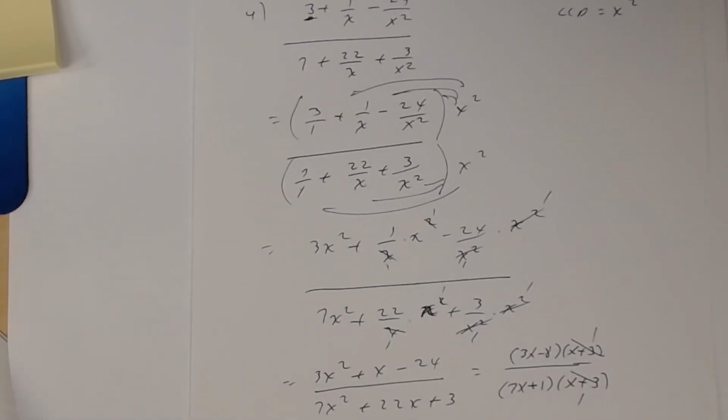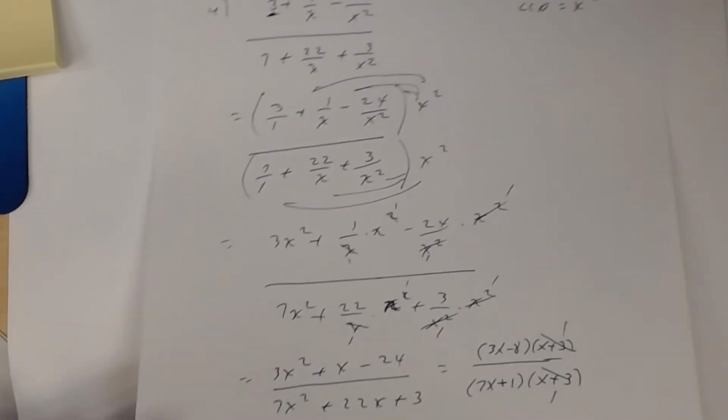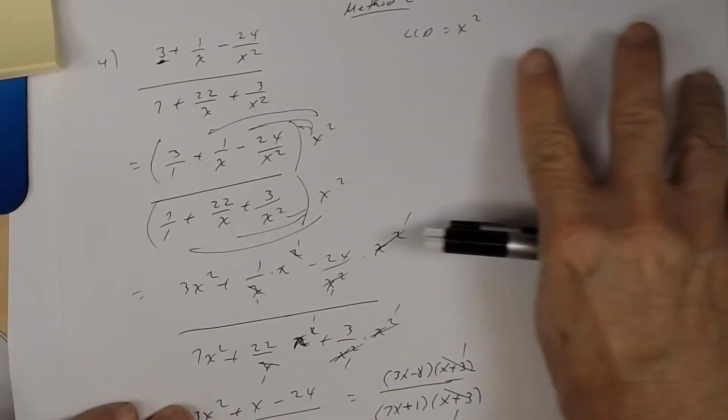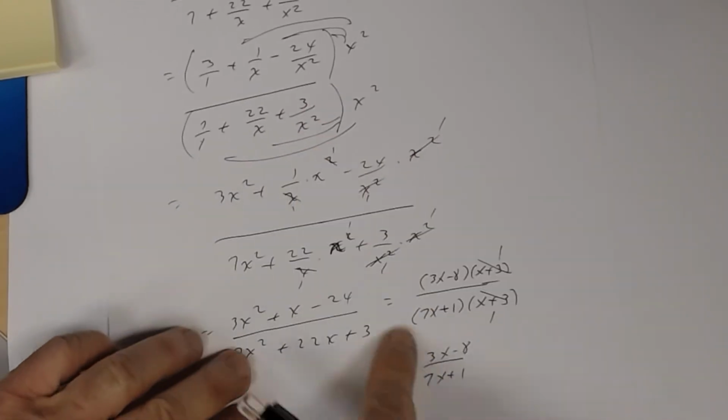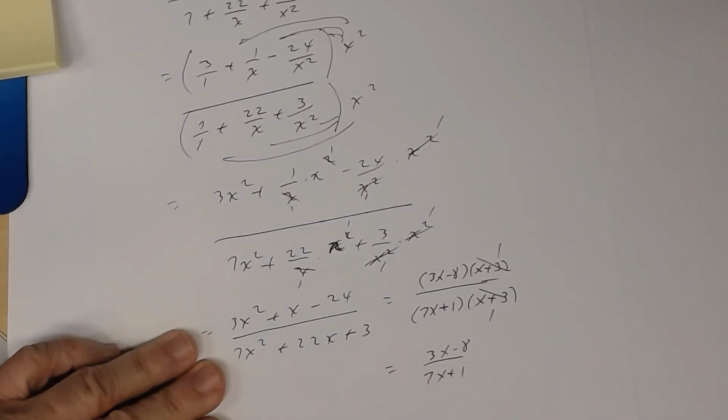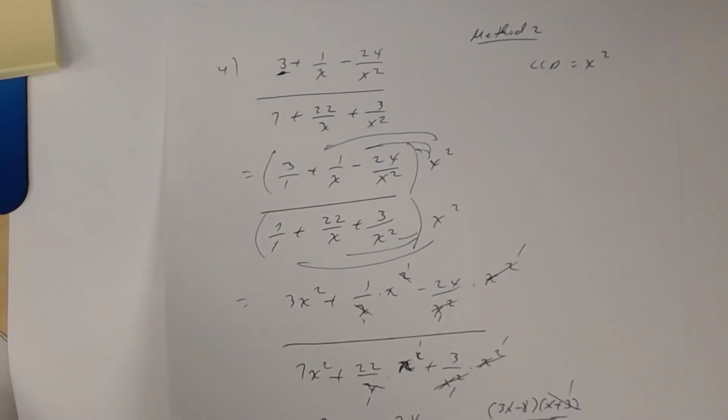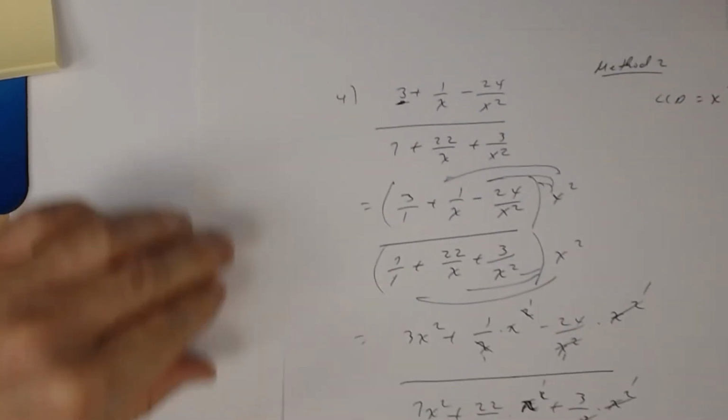Now, if you had done method 2, it would have been a little bit more involved because you would have had to go off to the side and do a bunch of work to get to this answer. Okay? All right. Now, let's do one more, and we're going to do method 2.